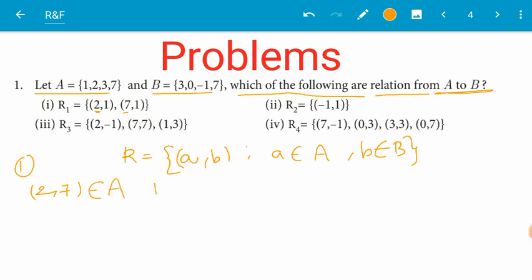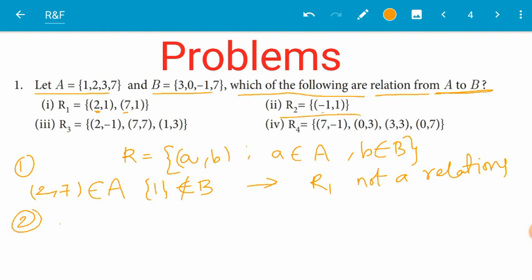Second element 1 is not in b, so the first, R1, is not a relation. Hope you understand. First element should be in a, second element should be in b. Second one: here, look at the first element, minus 1. Is it in a? No, we don't have minus 1 in a, so it is not a relation. R2 is not a relation.